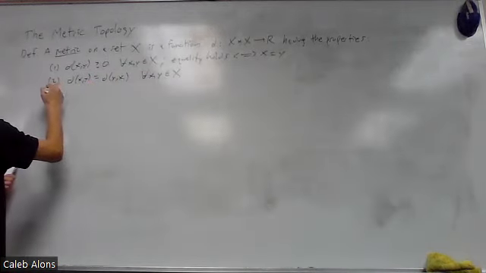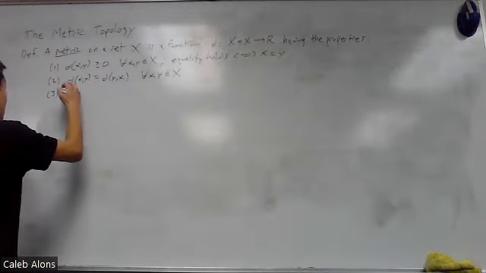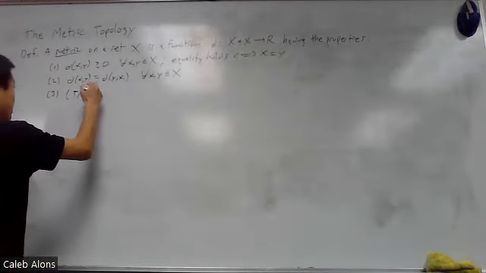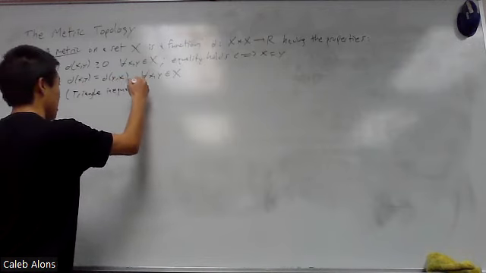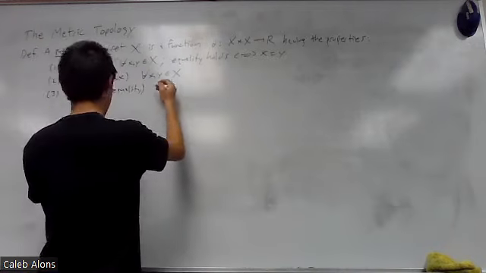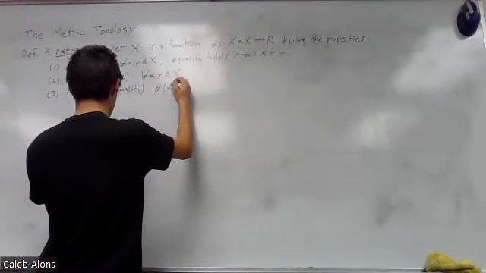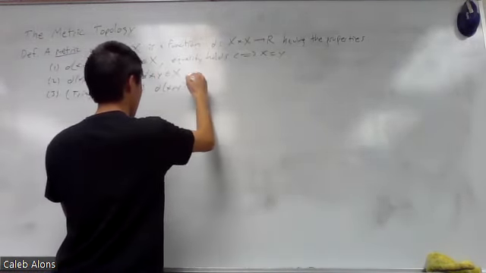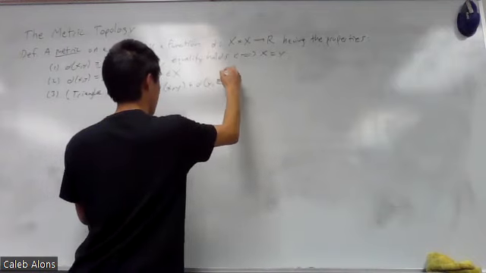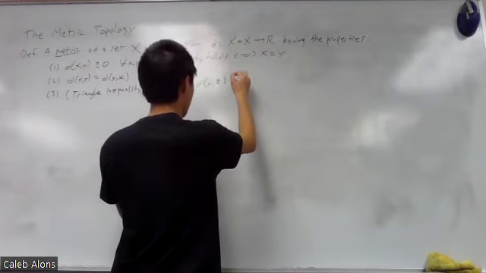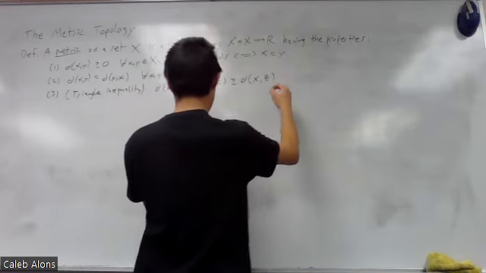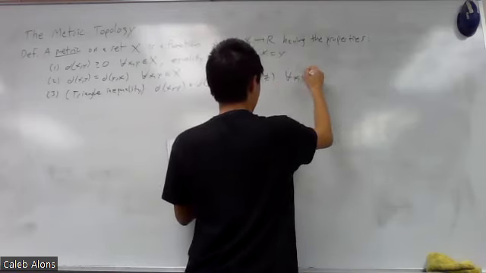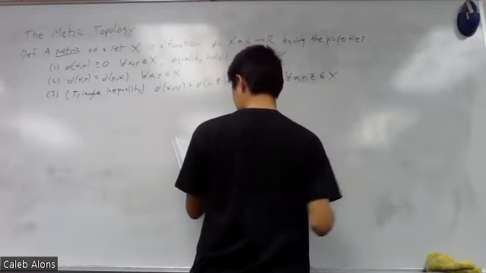And then thirdly, we want basically what's equivalent to the triangle inequality, which will give d(x,y) plus d(y,z) is going to be greater than or equal to d(x,z). And that's for all x, y, z in X.